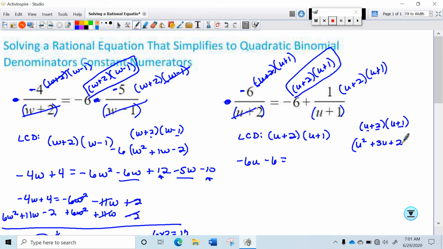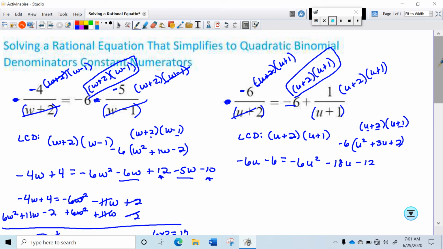Okay, so now I'm going to multiply by this negative 6 here. So negative 6 times u squared is negative 6u squared. Negative 6 times 3u is a negative 18u. Negative 6 times 2 is negative 12.